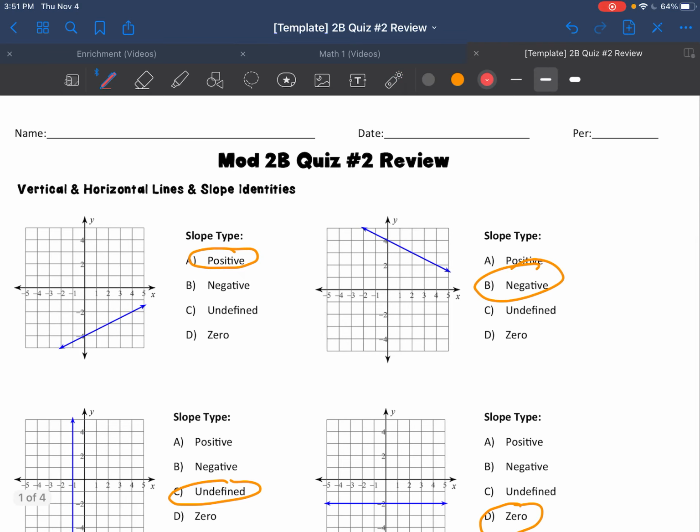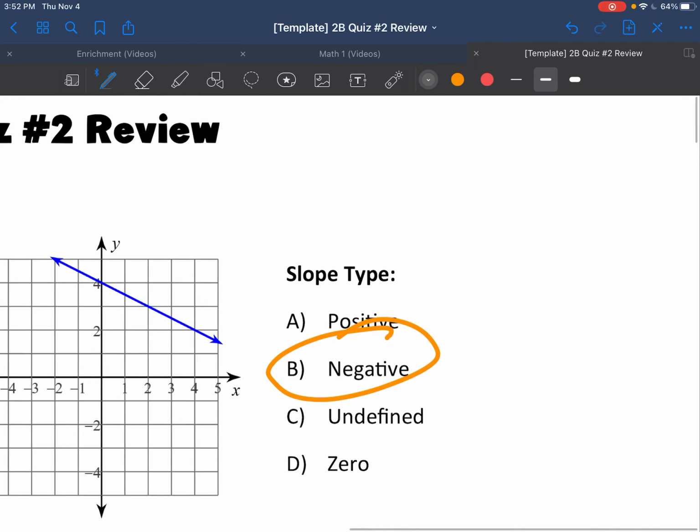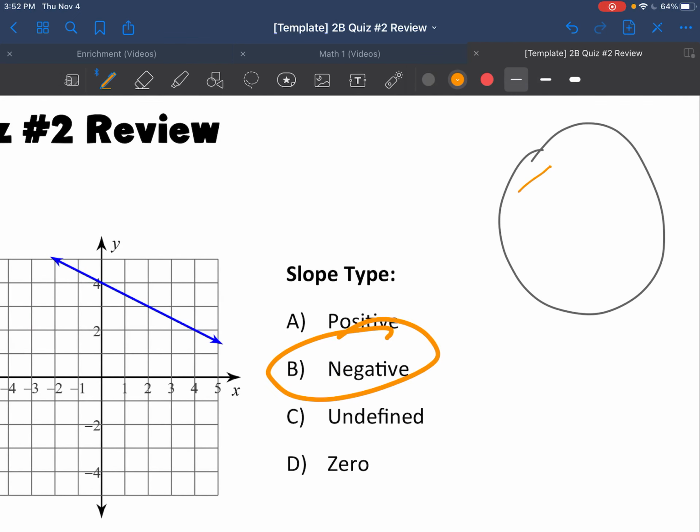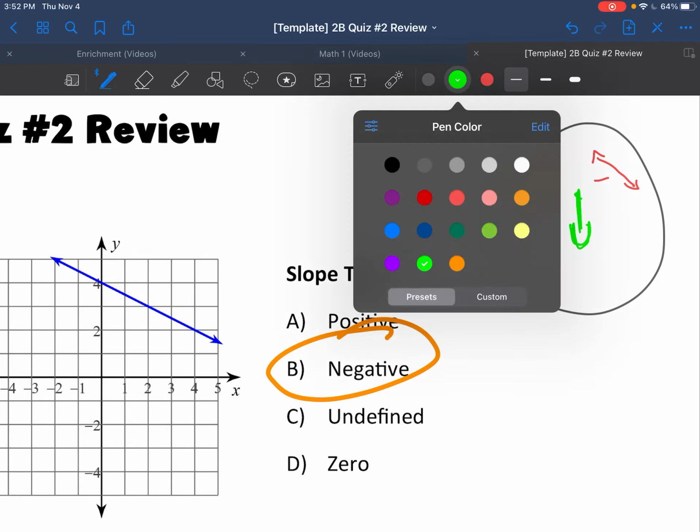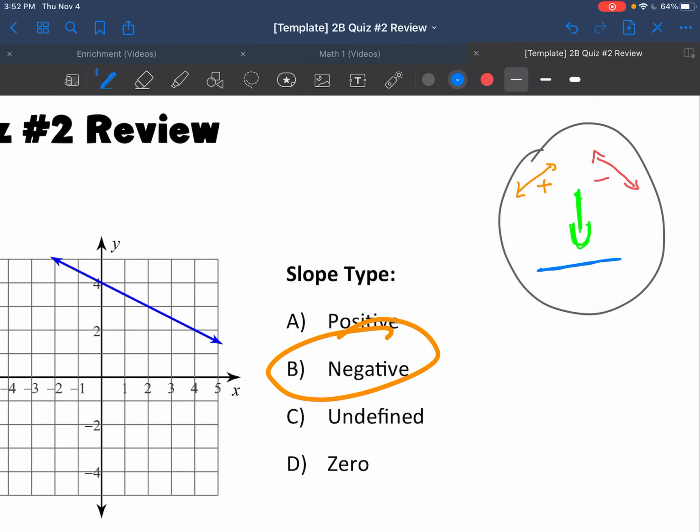So for this first section here, we have to remember Mr. Slope Man. Mr. Slope Man had an eyebrow that went up, which meant positive, and an eyebrow that goes down, which means negative. His nose goes up and down, which represents undefined. And then his mouth, kind of a grimace that goes side to side, represents a slope of 0.